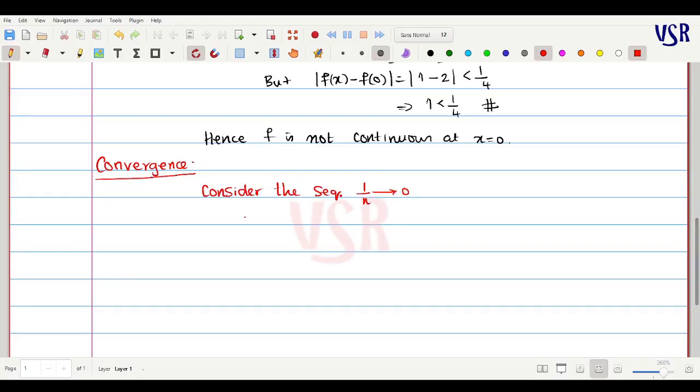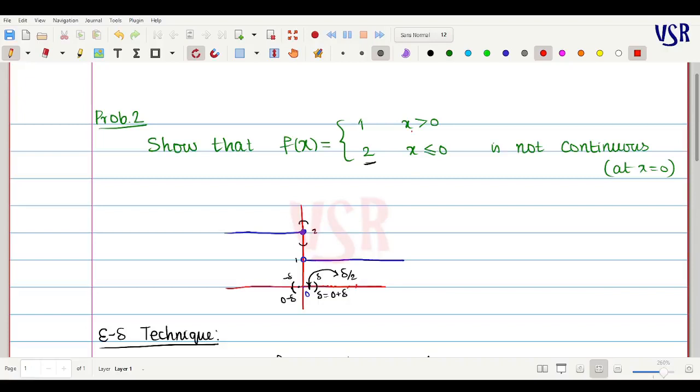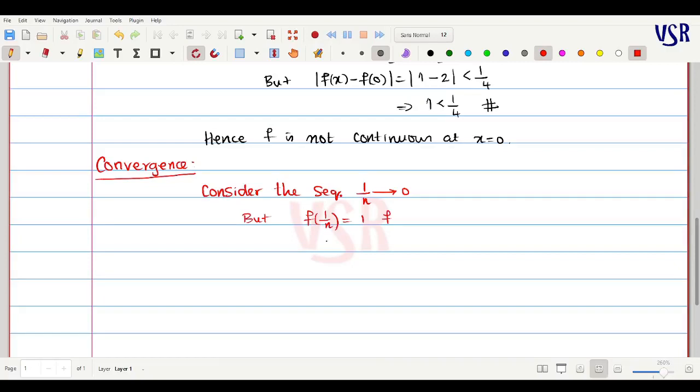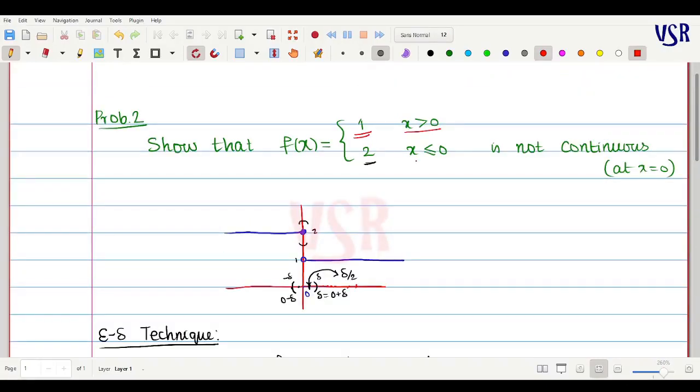But f of 1 by n is equal to 1 for all n, we have given it, look. When x is positive, f of x here is just 1. So f of 1 by n is equal to 1 for all n belongs to natural numbers. Okay, so this would imply that the sequence f of 1 by n converges to 1. Okay, but f of 0 is equal to 2, we have given it. What is f of 0? f of 0 is equal to 2.